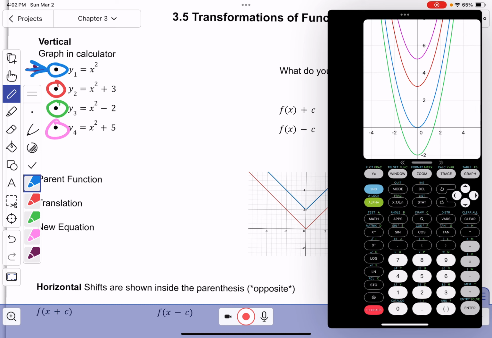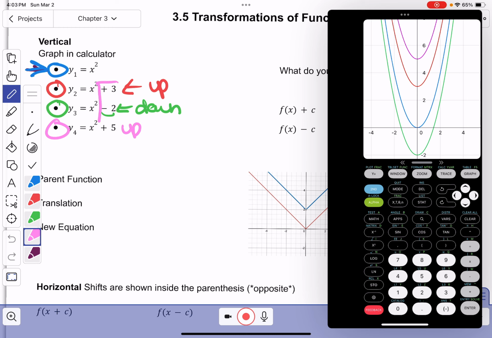So that's y equals x squared. The red graph is y equals x squared plus 3. So if you can see from the blue to the red, it's going up. The red is 3 higher. The green is down from the blue. So that minus 2 moved it down. And the pink is up 5.